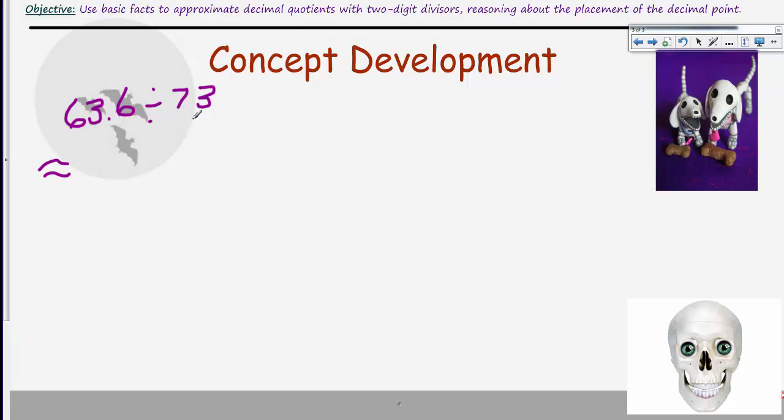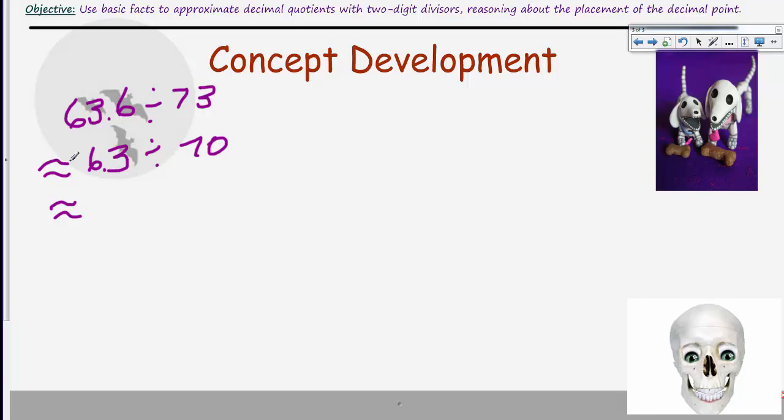So what we're going to do is, let's do an estimate. We usually do the estimate for the divisor first, so let's do that, 70. And then we'll just leave this here. Let's estimate this number. You might say, well, this is closer to 64. But 64 is not very friendly, so we're just going to leave it at 63. See, we're still getting really close to the actual number. This is 63.6.